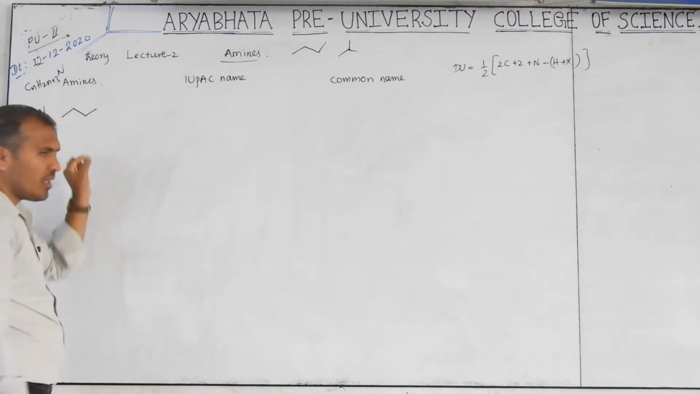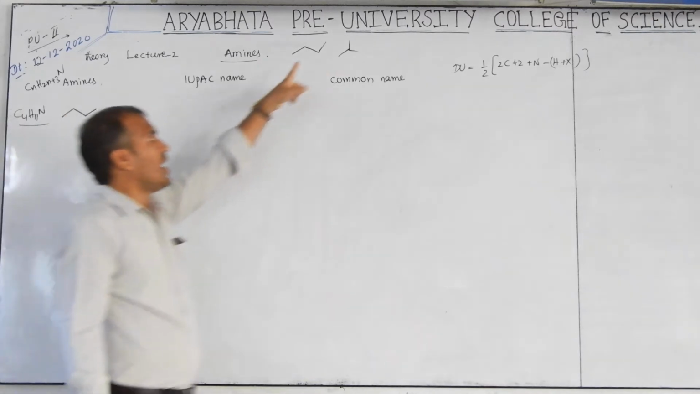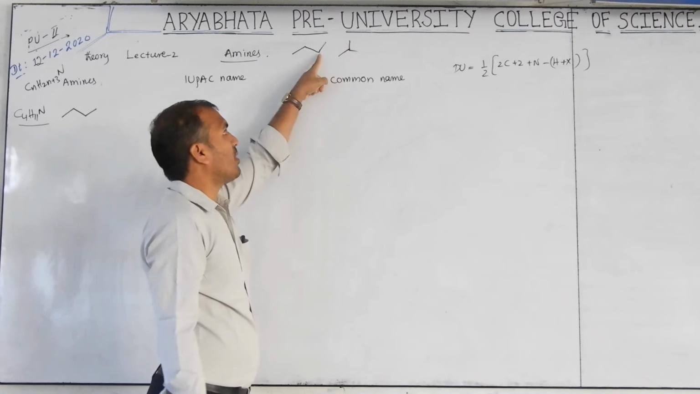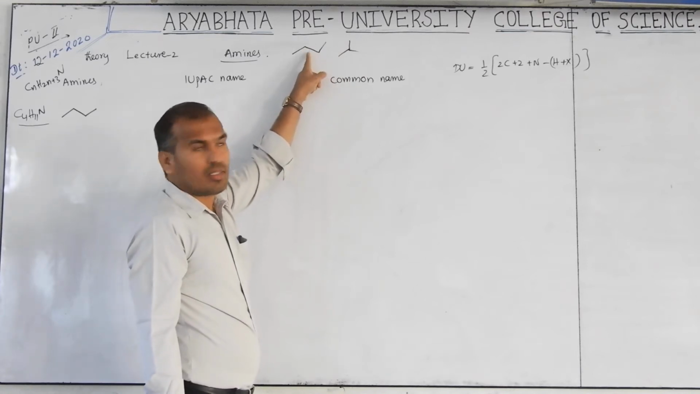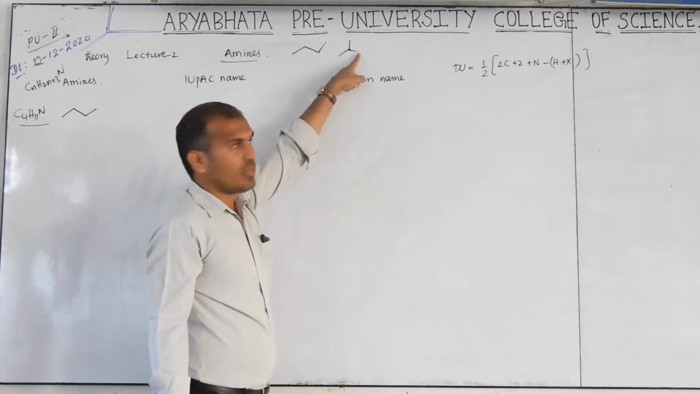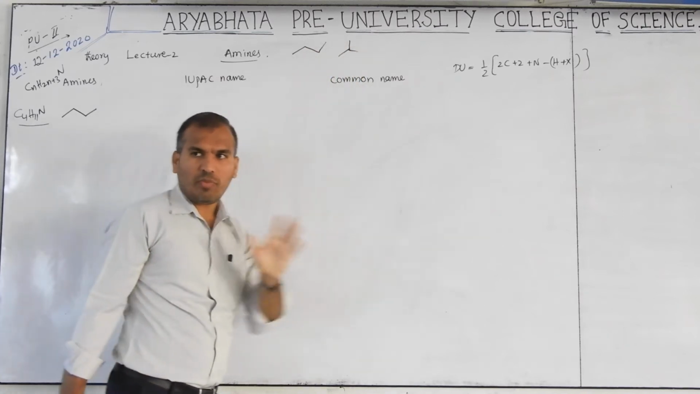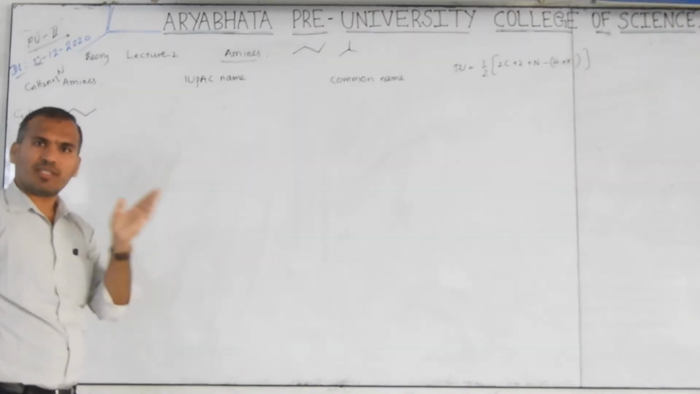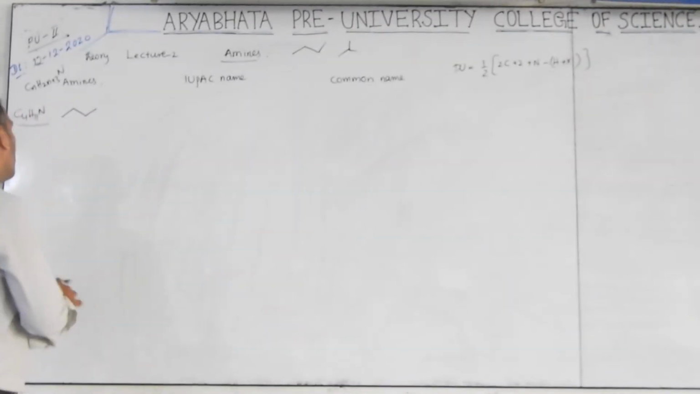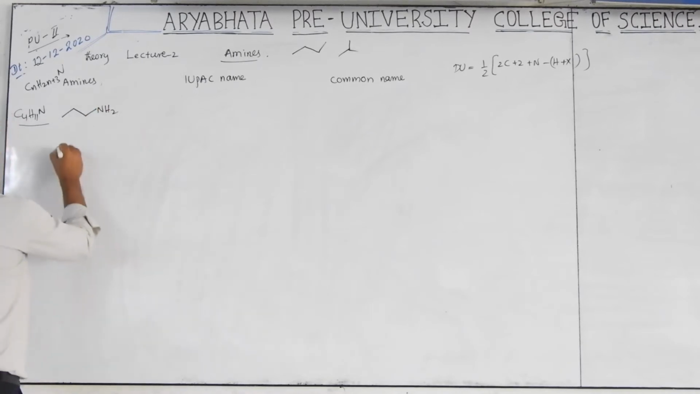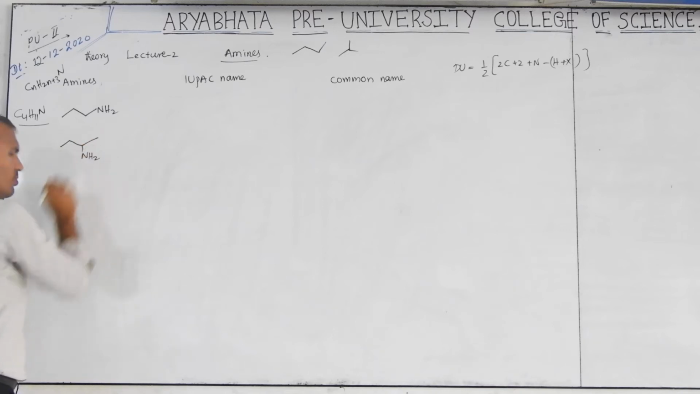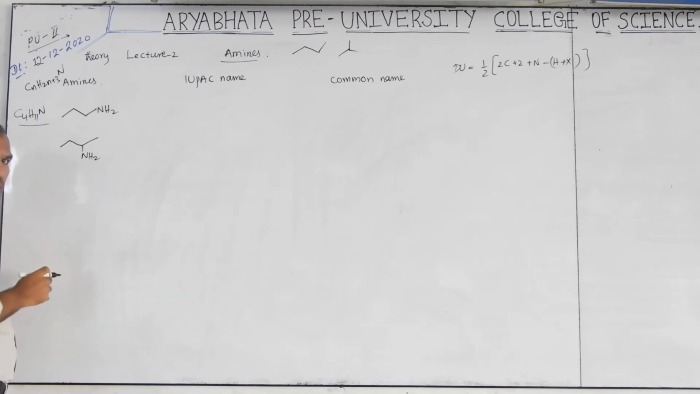Now we have to place the nitrogen at the positions. Nitrogen we can place here. Nitrogen we can place here. If you place here, this is the same. Okay? Clear? First we will try the primary, then we will try the secondary, then we will try the tertiary. So now I am writing NH2 here. Another one is NH2. Clear? If you place here, I will get the same one.